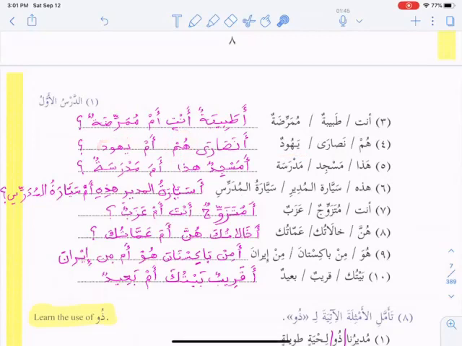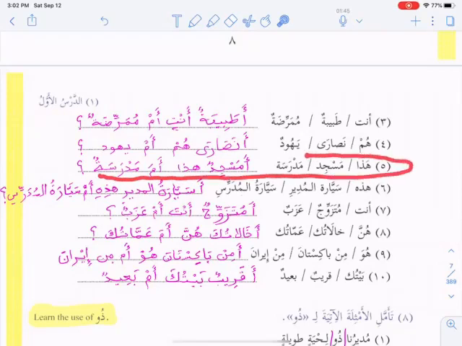Did you get the idea? So here we have Haza, then Masjidun, and Madrasatun. If you ask a question, you cannot say, Haza Masjidun. No. The better way is, A Masjidun Haza, Madrasatun.